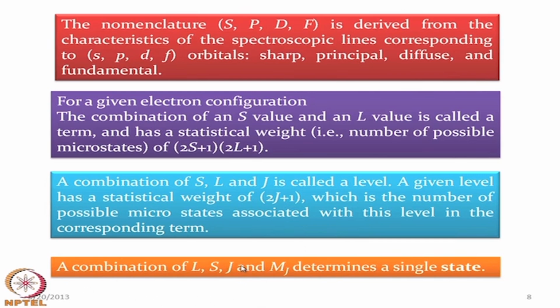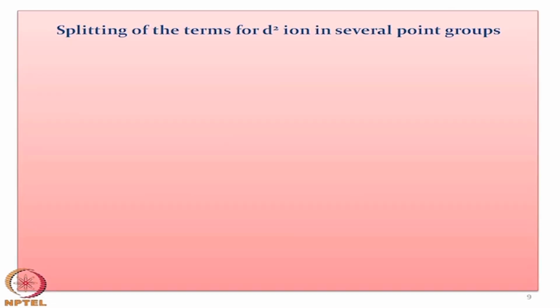So, altogether all these combinations, that means the L value, S value and J value, determine a particular state. This is how we find a particular state from this type of coupling.